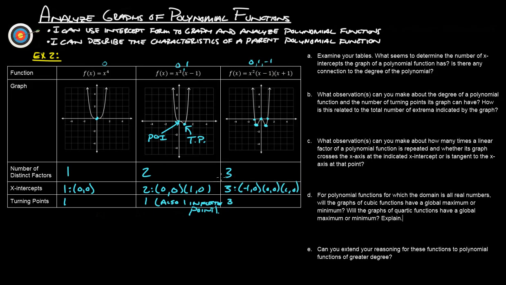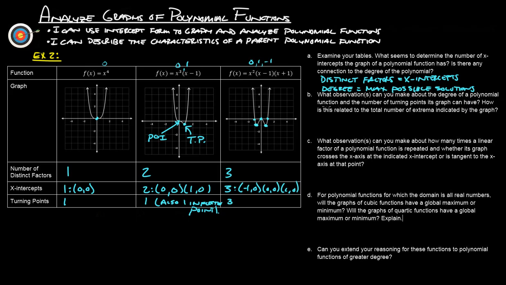So the number of distinct factors is the same as the x-intercepts, okay? And then the degree, since these are all 4th degree, is the most solutions you could possibly have. So we could have possibly one more if this was, you know, like x minus 1, x plus 1, x minus 2, x plus 2. So the most we could possibly have is 4, which is the same as the degree of the polynomial, okay?